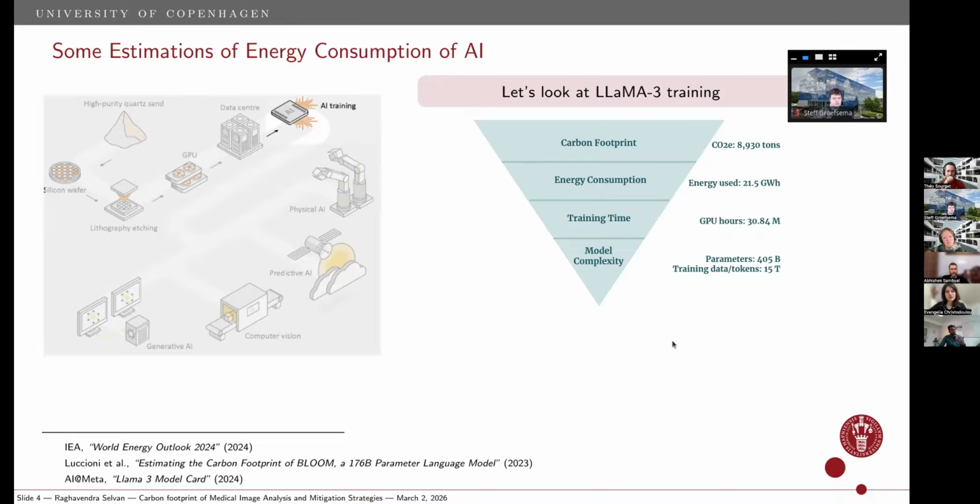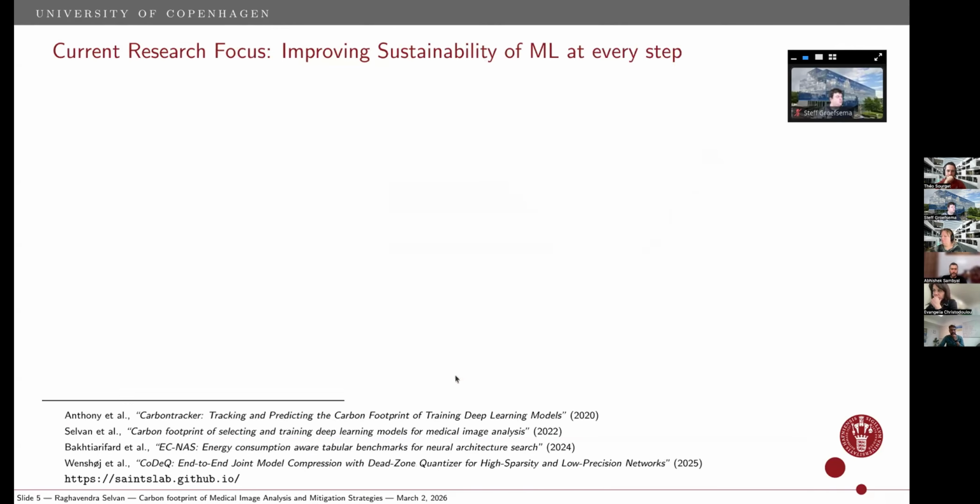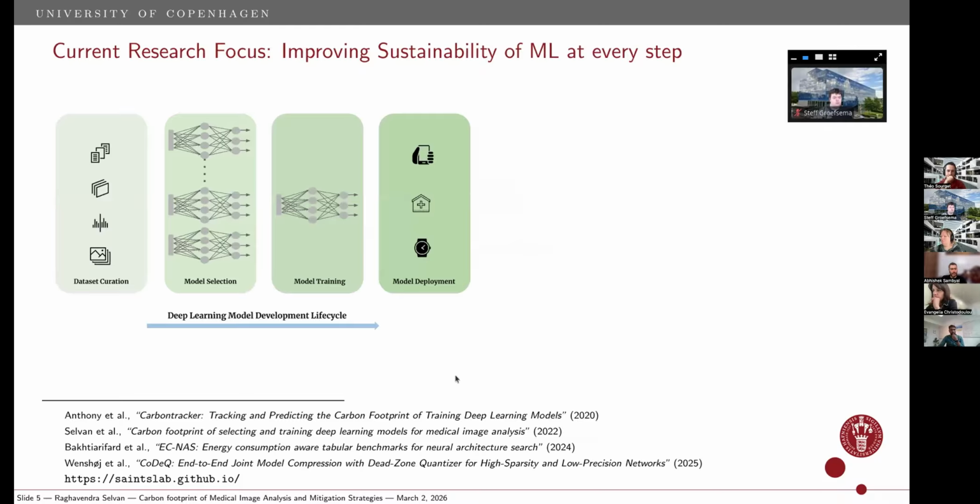So I think the motivation for the work that we do is that the resources that are going into building AI models can also contribute to their environmental impact. And I think this is one of the key motivations with a lot of the work that I will be talking about also.